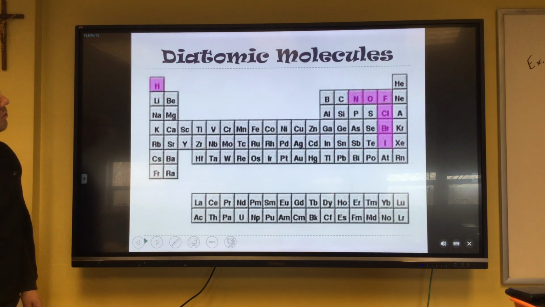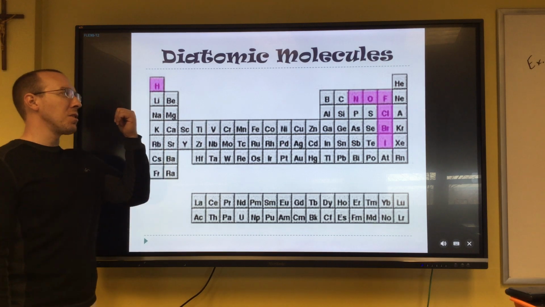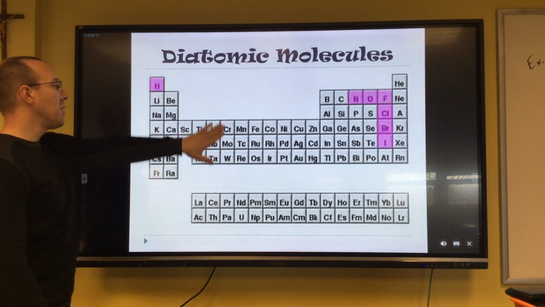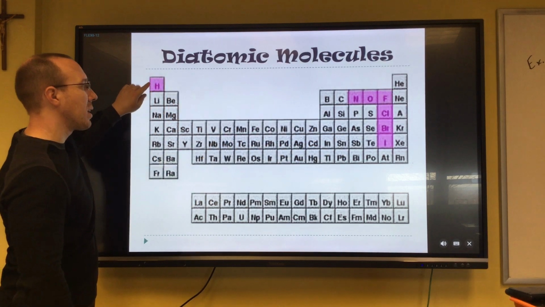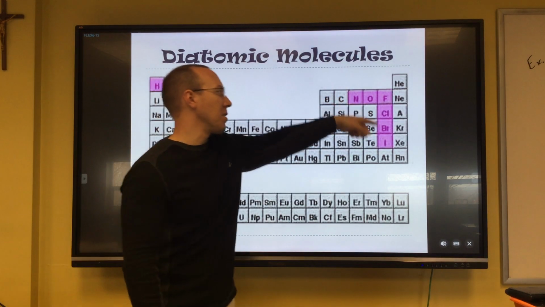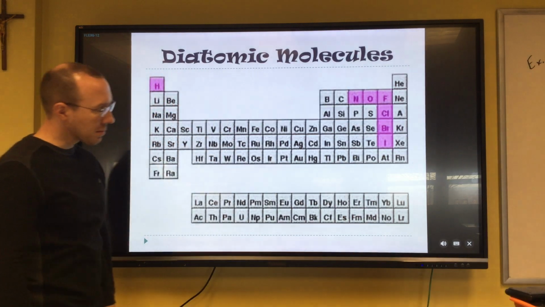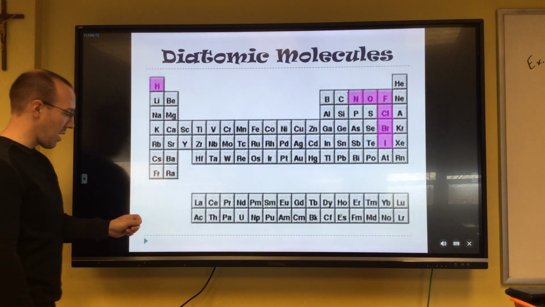There we go. So there they are, diatomic molecules. Hydrogen is over here on the left-hand side, and I said these are like metals here, but hydrogen's that one exception. It's a non-metal. And then you have this little upside-down L. Those are your diatomics.